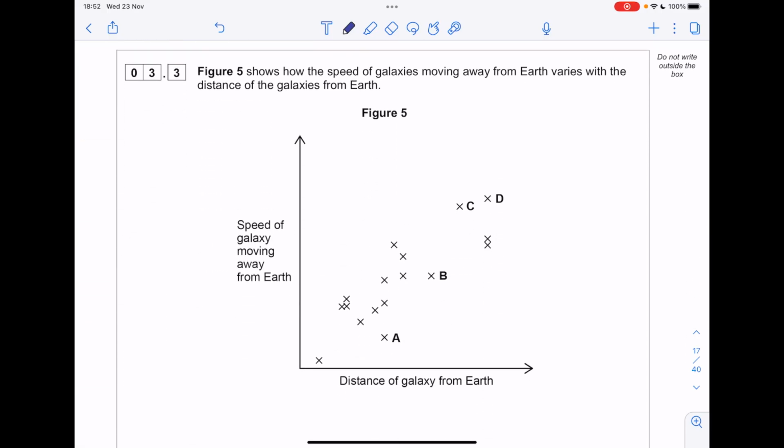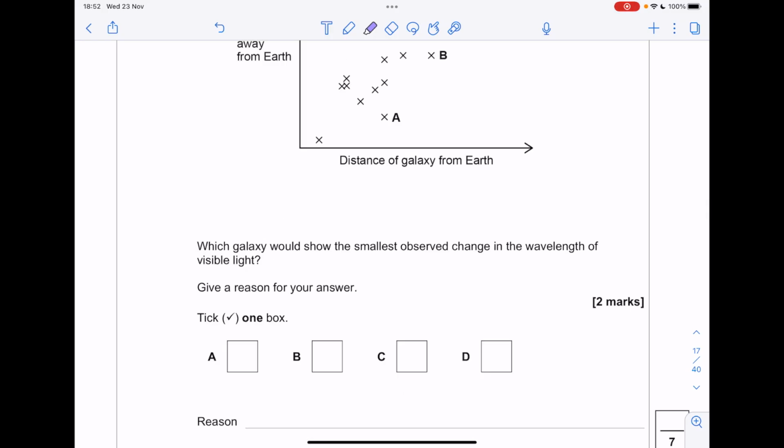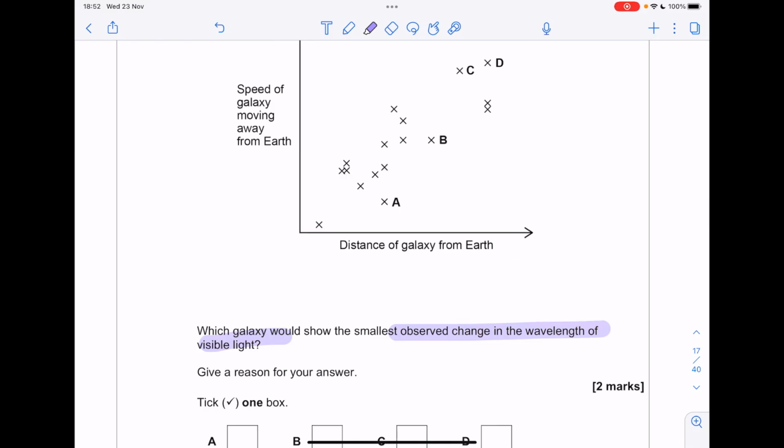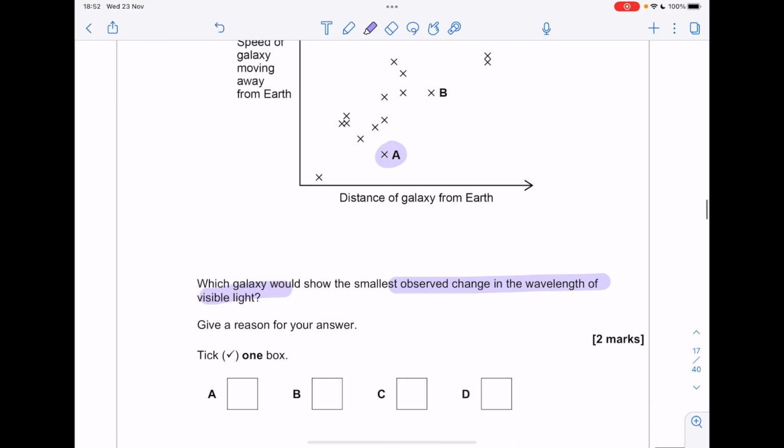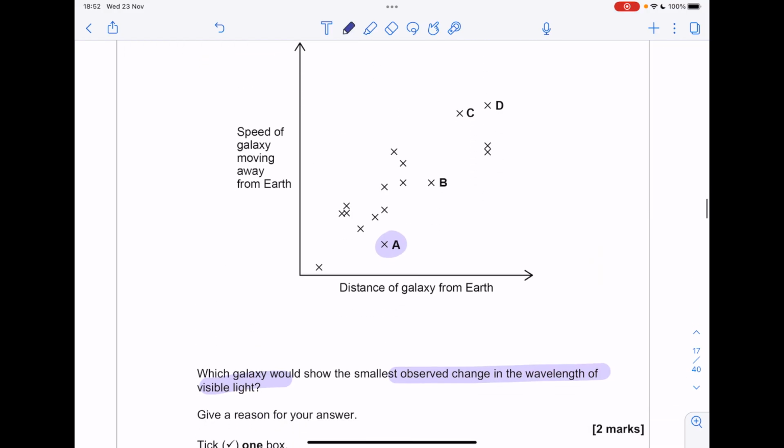Figure 5 shows how the speed of galaxies moving away from the Earth varies with the distance of the galaxies from the Earth. Which galaxy would show the smallest observed change in the wavelength of visible light? Give a reason for your answer. So you're picking between A, B, C or D. It's going to be A down here. And why is that? Well, that's because it's closest to the Earth.